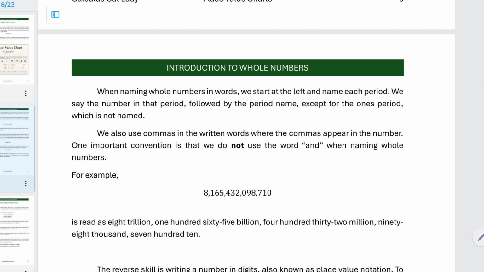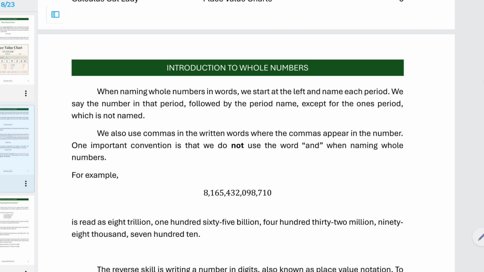When naming whole numbers in words, we start at the left and name each period. We say the number in that period followed by the period name, except for the ones period, which is not named. We also use commas in the written words where the commas appear in the number. One important convention is that we do not use the word "and" when naming whole numbers, unless you're like me and you're from the Midwest and you just kind of sneak it in there sometimes.